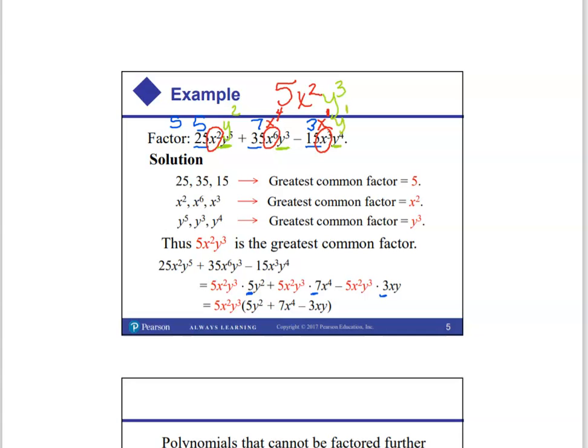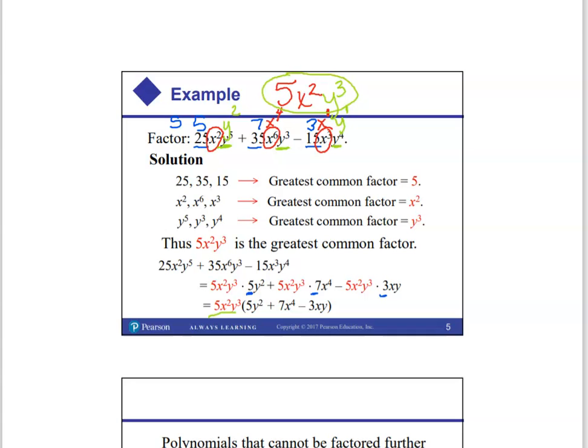Okay, now if you'll look down here, they've got their answer. 5x squared y to the 3rd, which is what we pulled out in the front. 5x squared y to the 3rd up here at the top.